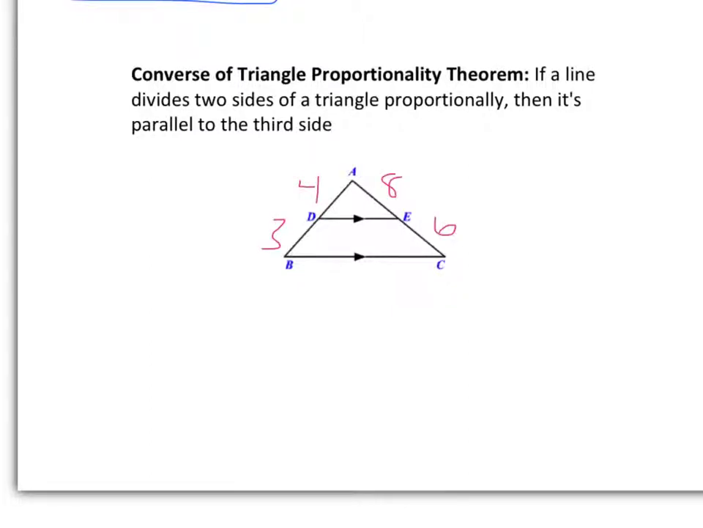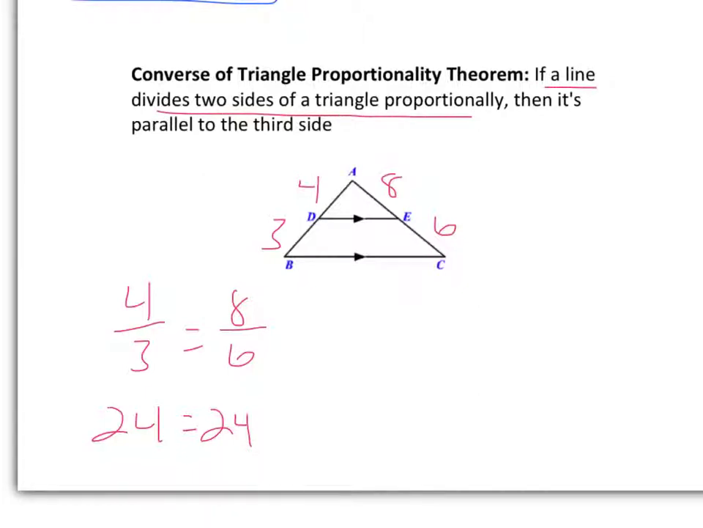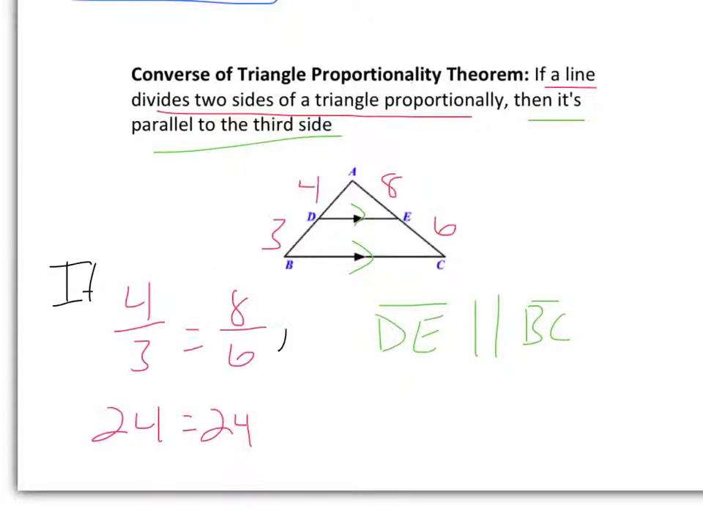Now, if you look at those, 4 over 3 equals 8 over 6. Is that true? Well, yes, it is true, because you cross multiply and you're going to get 24 equals 24, which is a true statement. So if they are proportional to each other, then you can prove to me that these lines are parallel. So line DE is parallel to line BC. That's the if portion. That's the then portion. Just like that.